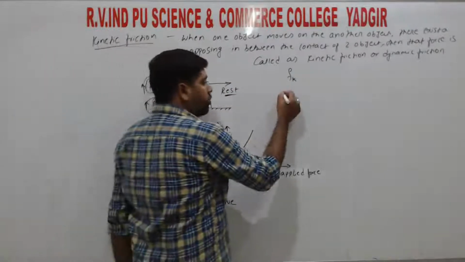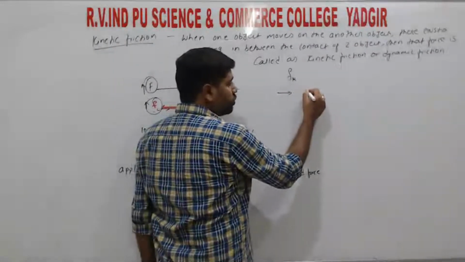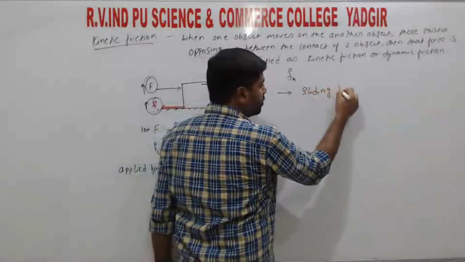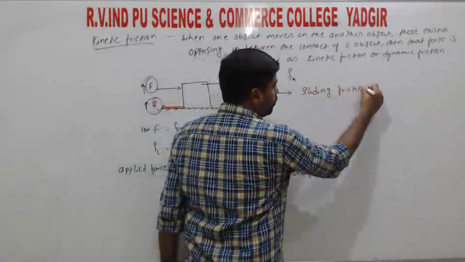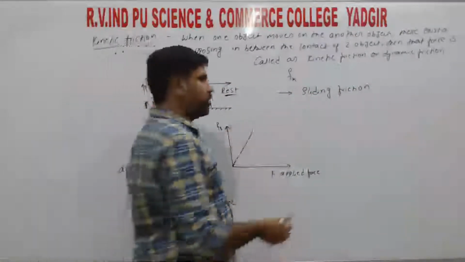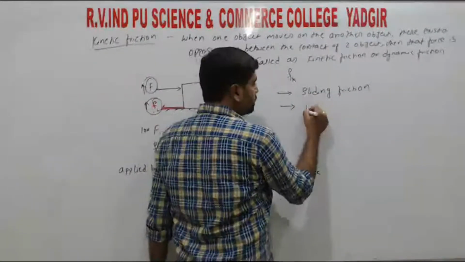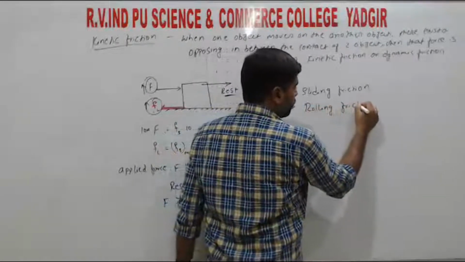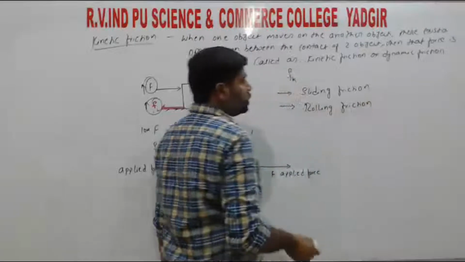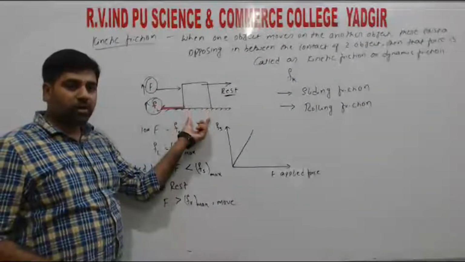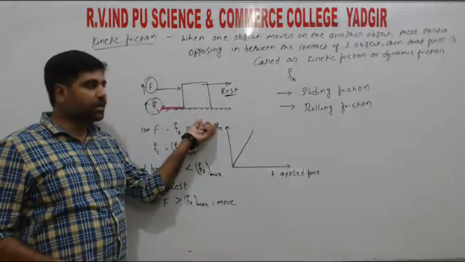So here we have two types, right? One is sliding friction, also called kinetic friction. The second is rolling friction. Sliding friction means when one object slides over another object, that type of friction we call sliding friction.